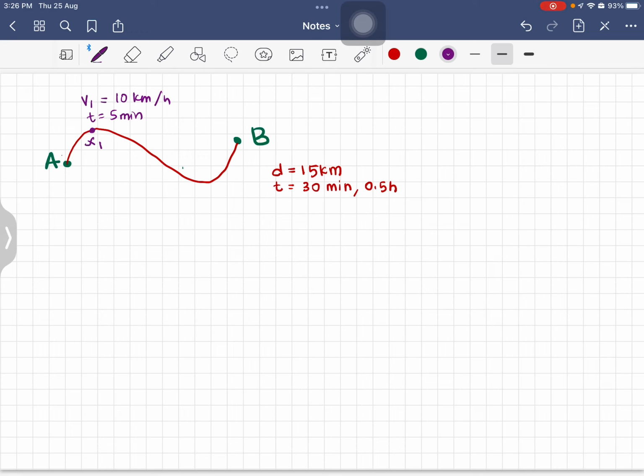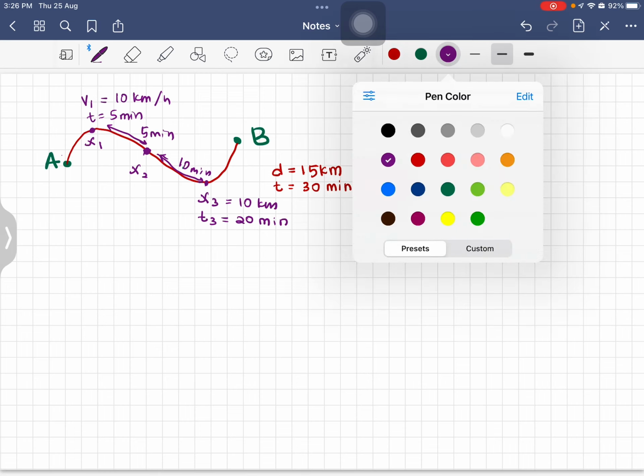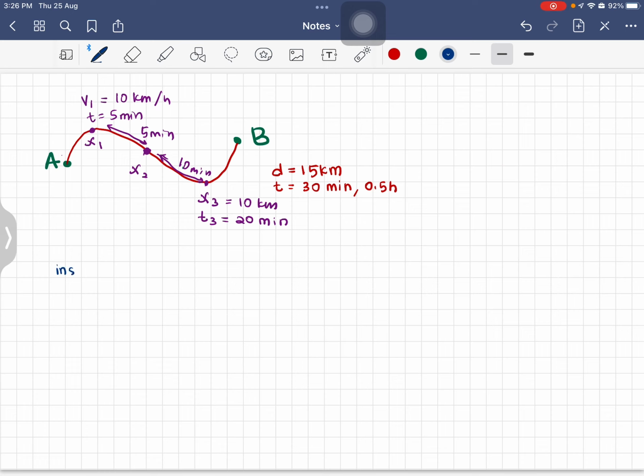You jalan lagi, dalam masa another 5 minutes, you dah sampai second point, which is X2. And then, after 20 minutes from beginning, maksudnya 10 minit selepas point X2, you sampai dekat point X3. Daripada A pergi X3, you dapat jarak you sejauh lebih kurang 10 km, for example. Sampai X3 dah sampai 10 km. Masa yang diambil untuk sampai X3 adalah 20 minit. Okay, what I want to say here is about instantaneous velocity.